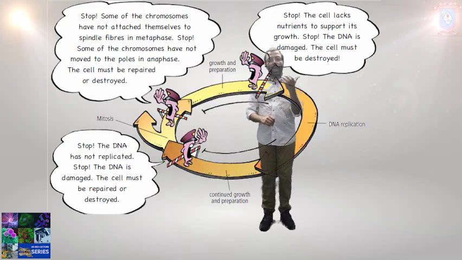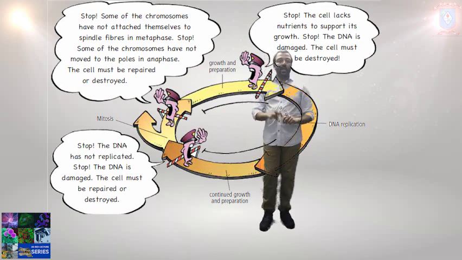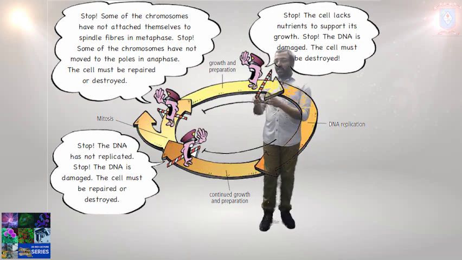There are internal control mechanisms that operate at three main cell cycle checkpoints. The first checkpoint is near the end of the G1 phase of the cell cycle, that is, the G1 to S phase transition stage. The second checkpoint is at the G2 to M transition stage. And the third one is during the metaphase stage. So these are the three checkpoints. You can see here the three checkpoints: 1, 2, 3.